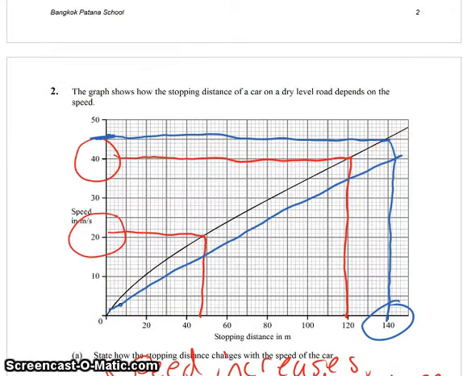The reason it's below is that if we pick a particular speed, for example 10 here, our line needs a bigger stopping distance than the original line.